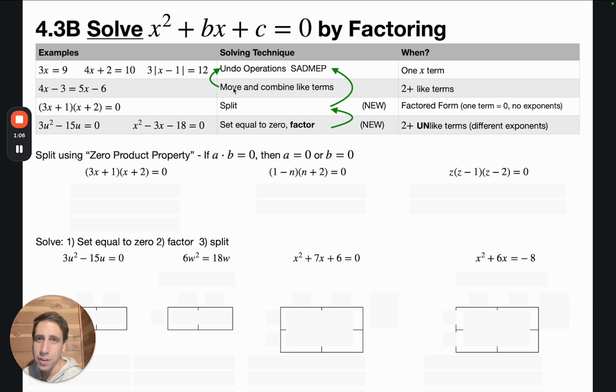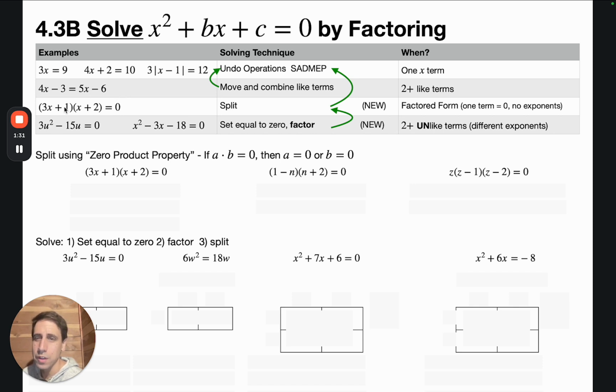I want to also say that when you have something like 4x minus 3 or 5x minus 6, the basic idea is just to move these terms or combine them so you get back to only one. One thing you might do here first is subtract 4x from both sides. That could be a good first step. That's basically taking those two terms that are like terms and putting them back into one like term.